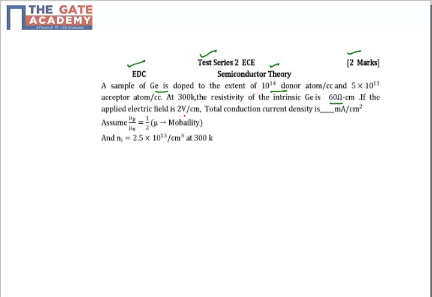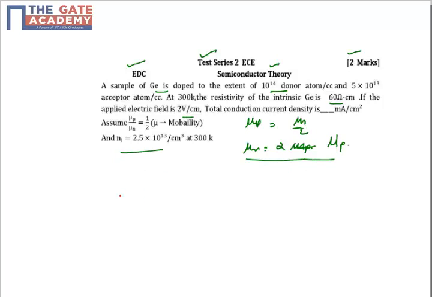If the electric field is given as 2 volt per centimeter, then we need to find the total conduction current density. It is also given that mu p is equal to mu n by 2. It means that mu n will be equal to twice of mu p. It is given that the intrinsic carrier concentration is 2.5 into 10 to the power 13 per cubic centimeter.